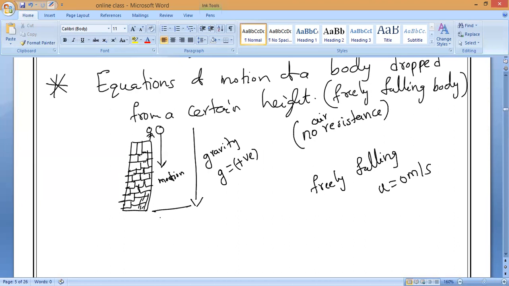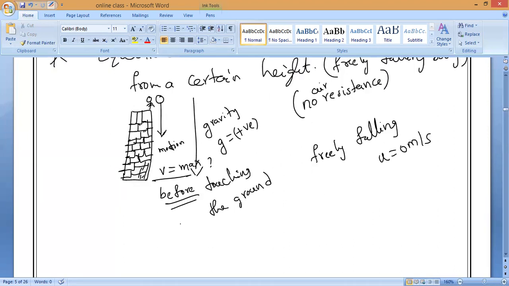Now, before touching the ground, what is the final velocity? Final velocity will be maximum. Understanding? So after touching the ground, what will happen? Everything will become zero. The body will come to rest. So after touching the ground, the final velocity also becomes 0.